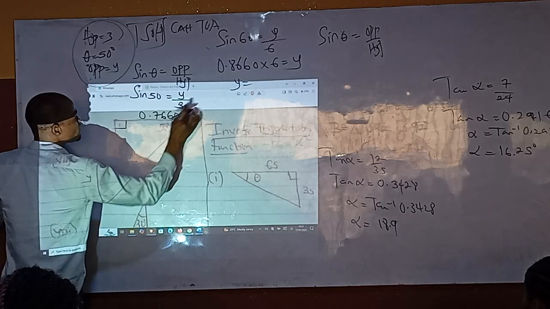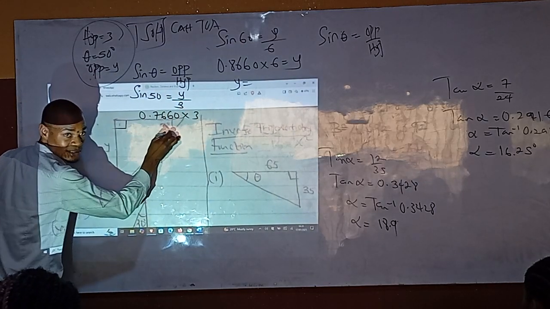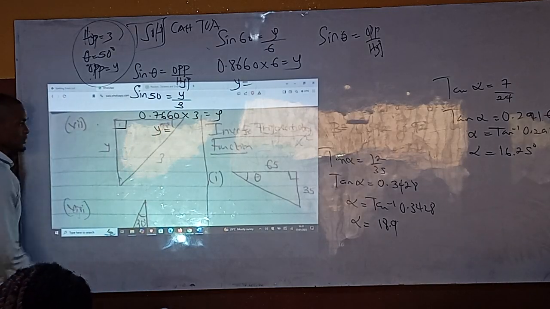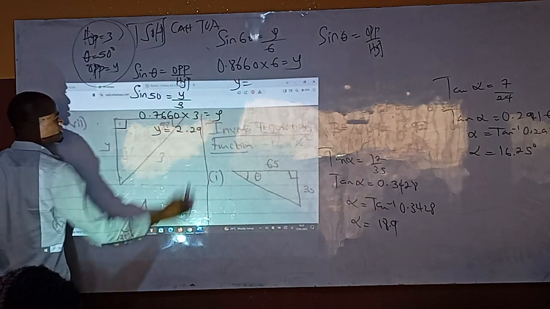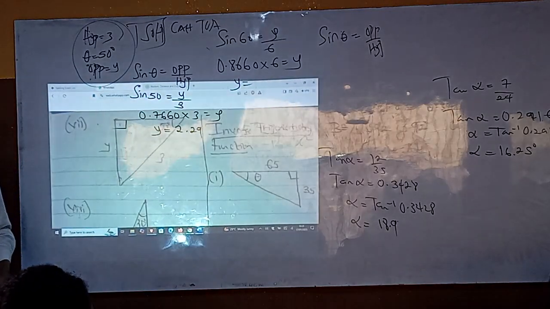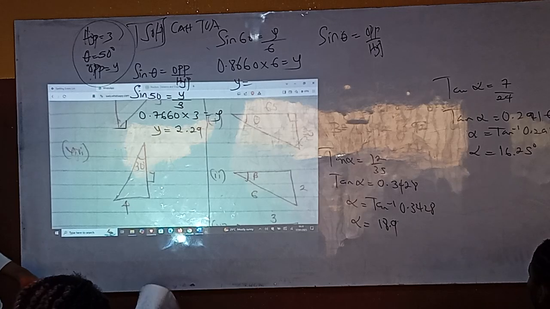Sine 50 is 0.7660, right? Times 3 equals y. Multiply this. The answer is 2.29. Can you see now? Guys, it's very simple. Class, how are we going to attempt this?